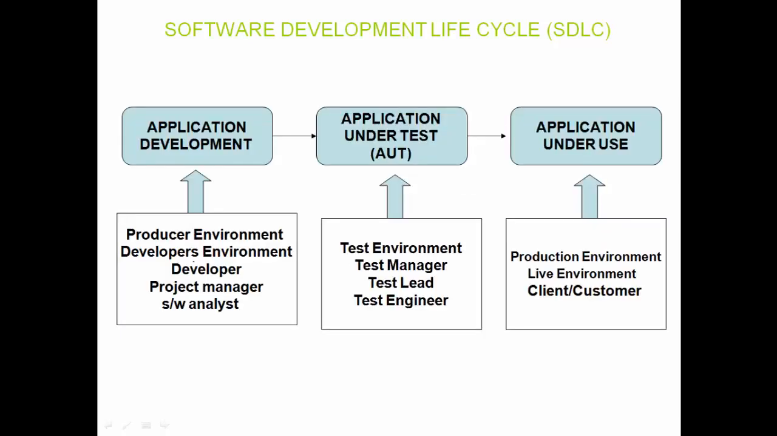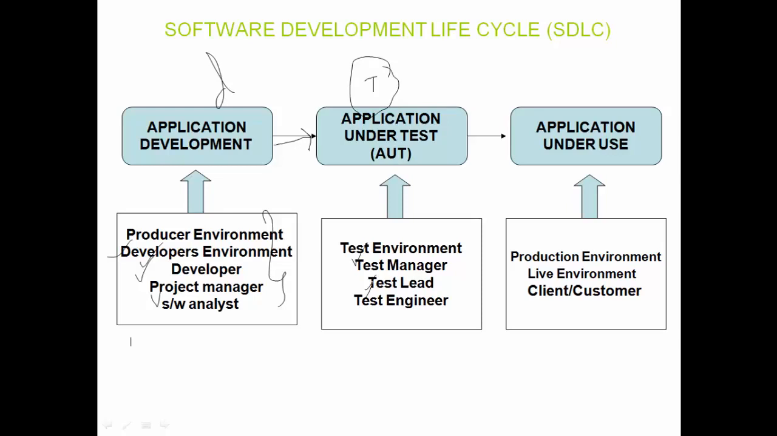So we have environments here, software development life cycle environments. The first we'll call application under development, the application development phase. Here, we also call this the producer environment. Basically, the development team will work here, along with project managers and software analysts. Once it is done, it moves into application under test. So this is development, and this is a testing environment. In this testing environment, test managers, test leads, test engineers and test analysts will work.